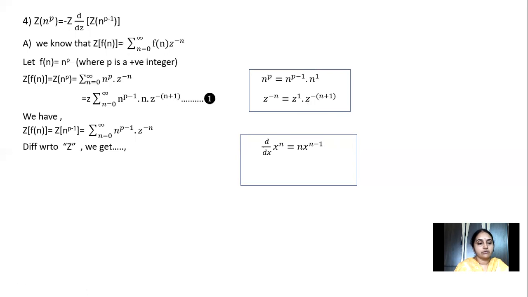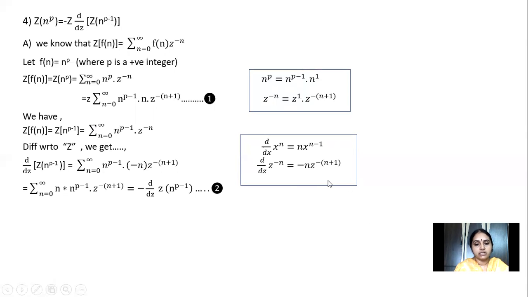Next one, we have Z of f of n equal to, this is equation 1. Z of n power p, this side we have done. You are going to this side. First you have taken Z of n power p minus 1. You put it in the formula, n equal to 0 to infinity n power p minus 1 z power minus n. Differentiate with respect to z. For this side we have already done it. This side we have taken this part and differentiate with respect to z also. Here we have written the formula.